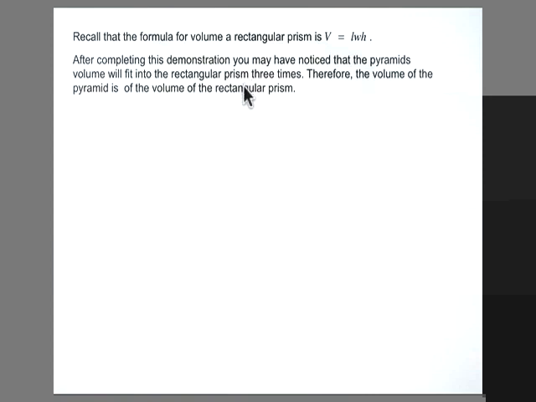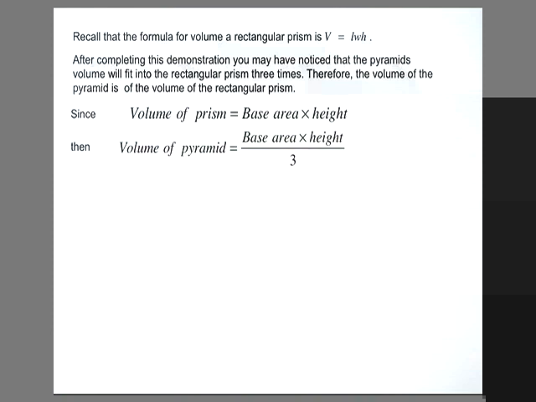After completing this demonstration, you may have noticed that the pyramid's volume will fit into the regular prism 3 times. Therefore, the volume of the pyramid is 1/3 of the volume of the rectangular prism. Since volume of the prism is equal to base area times height, then volume of a pyramid is equal to base area times height divided by 3. Or, volume of a pyramid is equal to 1/3 multiplied by the base area times the height.